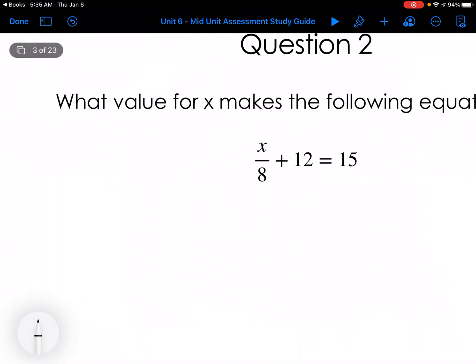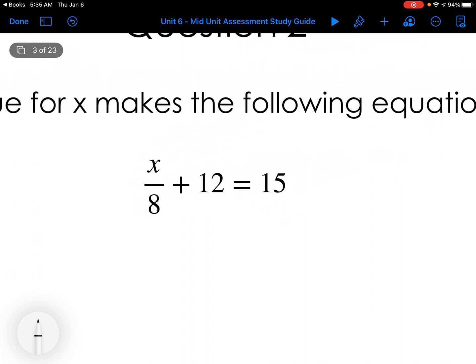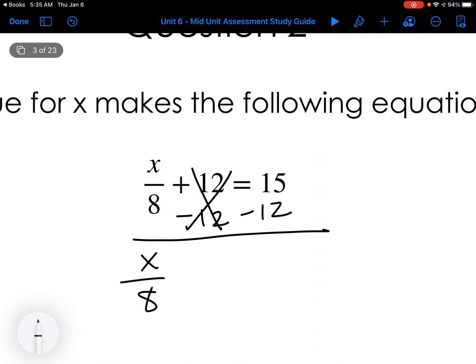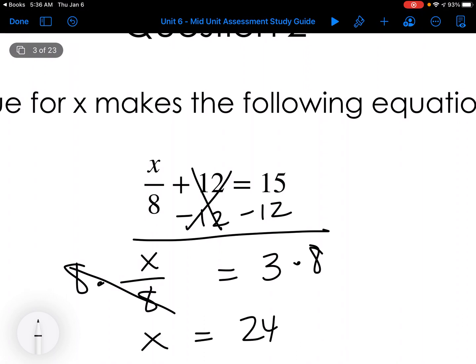For what value makes the following equation true? So my goal is to get x by itself. So I'm going to subtract 12 because I'm trying to undo what's happening on both sides of the equation. So if I subtract 12 on one side, I have to subtract 12 on the other. 15 minus 12 is 3. If I divide by 8, the opposite is to multiply by 8 on each side. 8 divided by 8 is 1, so I'm left with 1x. 3 times 8 is 24.